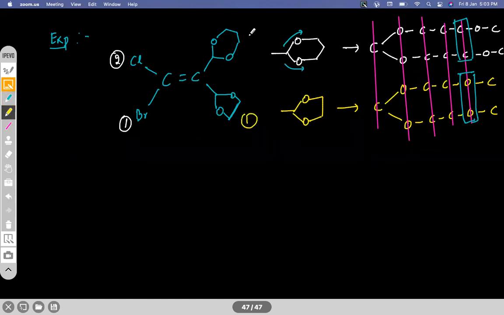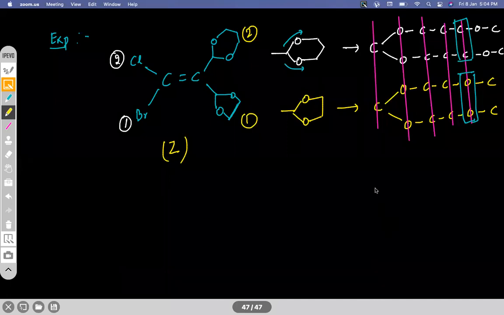This is one, this is two. Higher priority group on the same side, it is Z. So if you have a ring, you have to do it like this. Both ways you need to write, clockwise and anti-clockwise, and compare. Higher priority, same side, we have Z. Higher priority, opposite side, we have E. I'll write down how it is Z.